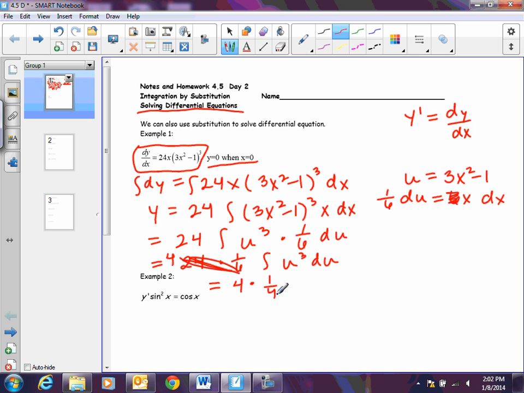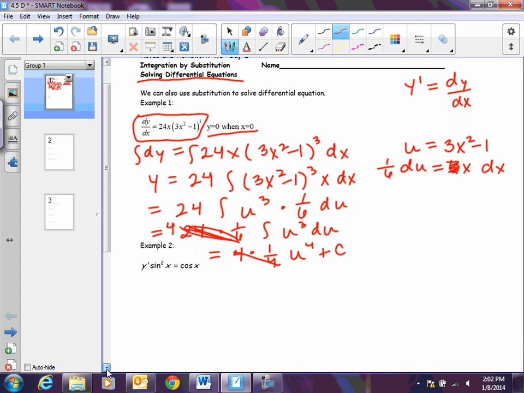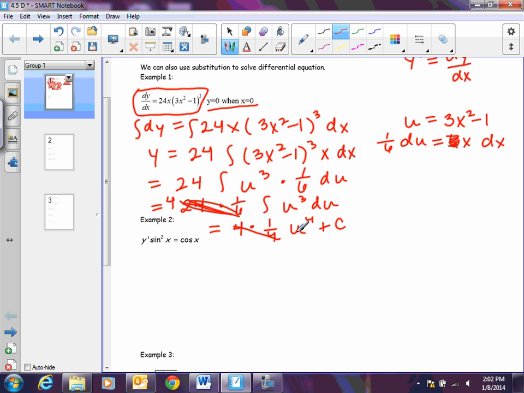So that's going to be 1/4 u to the 4 plus C, which the 4 and the 1/4 cancel. That's nice. And then the u, just look right over here, that's going to be (3x squared minus 1) to the 4th plus C. Okay, this is not my final answer, but I am going to go ahead and box that.